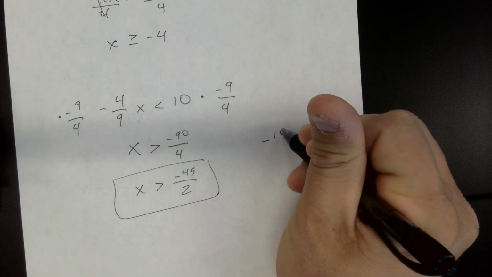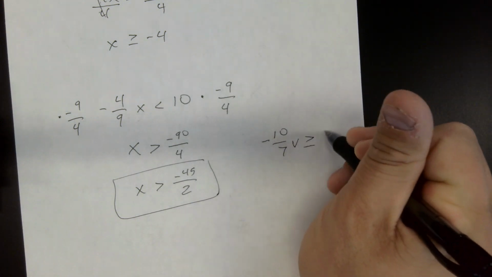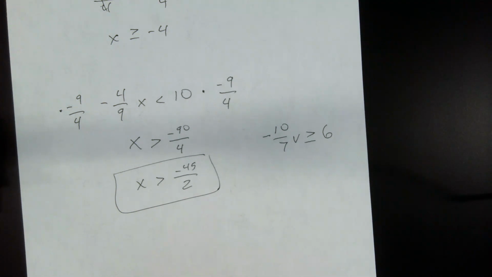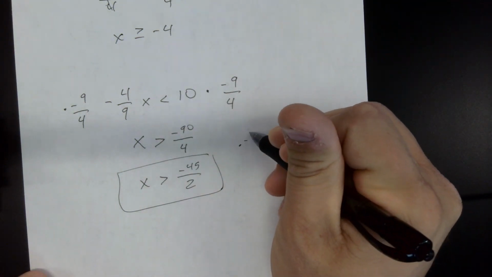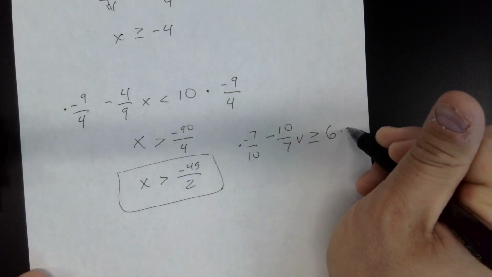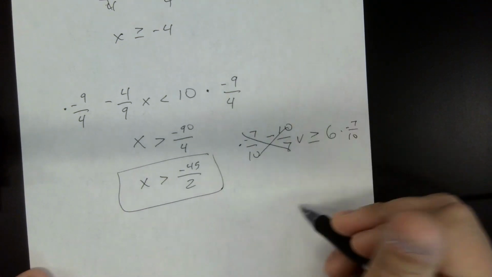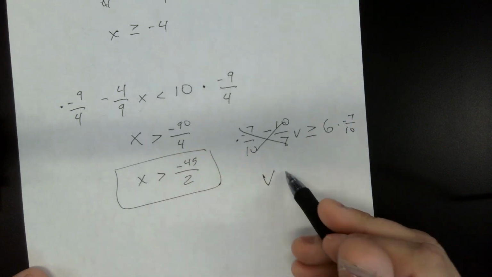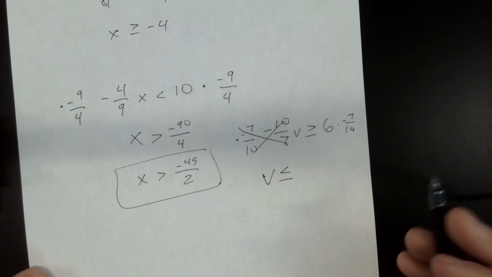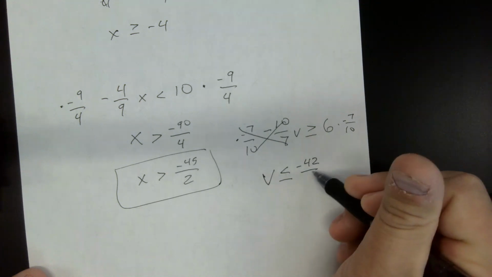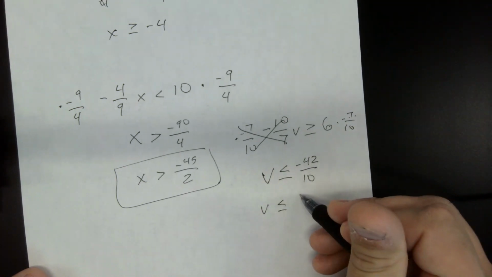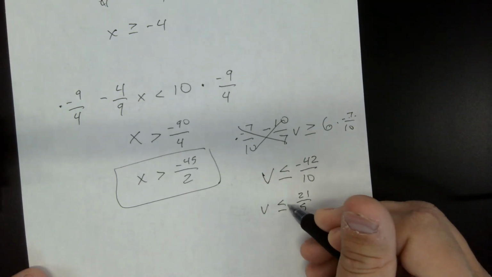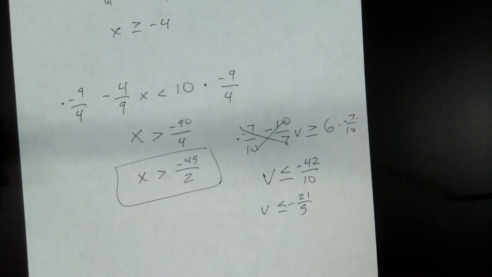Here we go. Negative 10 over 7v is greater than or equal to 6. Mallory, how do I do this one? We're going to times both sides by negative 7 over 10, which cancels out there and leaves us with v. Because we times by a negative, we have to flip the inequality, which gives us negative 42 over 10. 6 times a negative 7 is a negative 42, which then reduces to negative 21 over 5. And there's your solution.